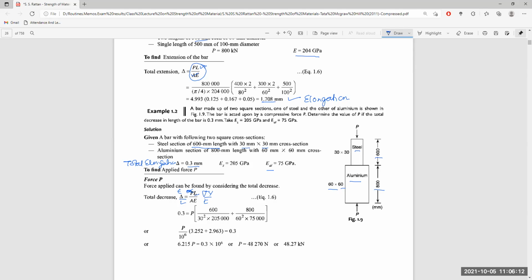So L is given 600, 800. Both are for two different sections. They are two different. A is given 30 square, 30 square multiplied by 200 millimeter, 205, converted into megapascal, MPa, multiplied by 1000, 600 square multiplied by 75 into 1000. So we can safely calculate the load P by simplifying. That is 48.270 Newton or 47.27 kilograms.